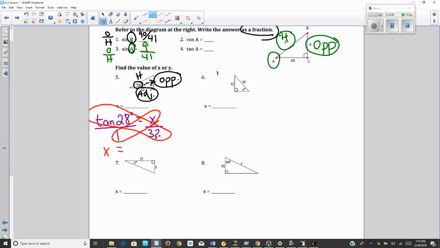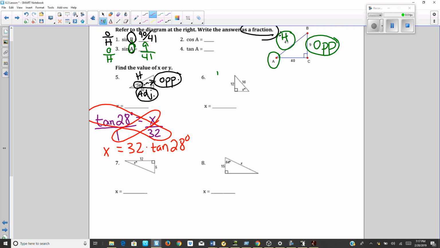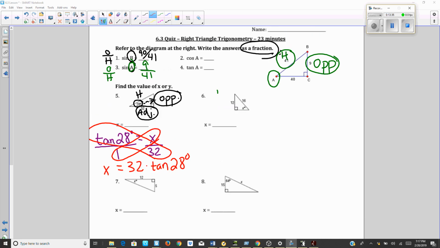So the last one we'll do where X is on the bottom. So type in 32 times the tangent of 28. We get 17.01. I'm pretty sure that was the first example we did in class. That's okay.